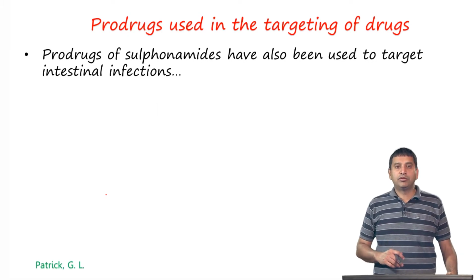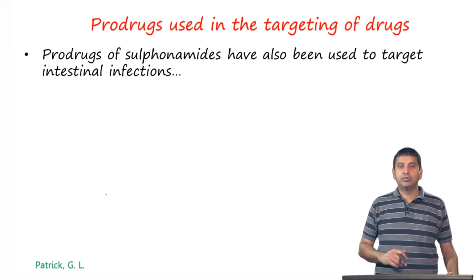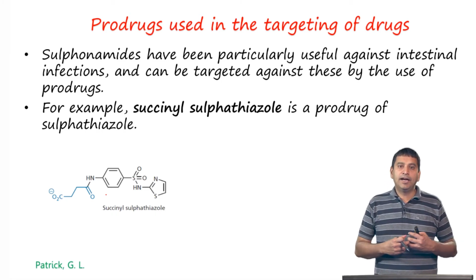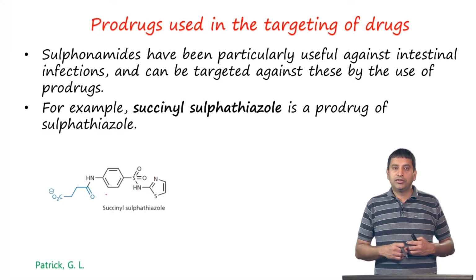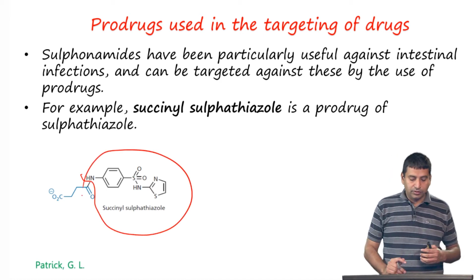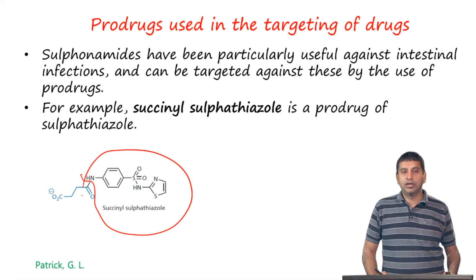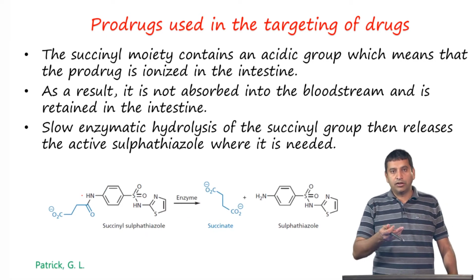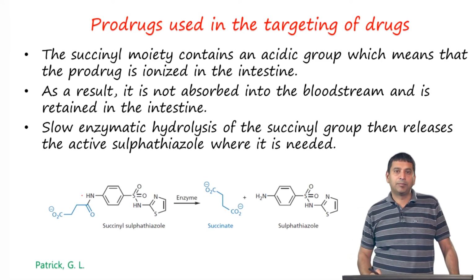There are also examples of prodrugs of sulfonamides which have been used to target intestinal infections. Here, intestinal infections are associated with bacteria, and these sulfonamides can be used as their succinyl esters. Okay. So, here is the structure of a molecule, where the active drug is a thiazole, and you can convert it to a succinyl ester. Once the succinyl ester is cleaved in the intestine, then the sulfonamide is produced only in the intestine area. Okay.